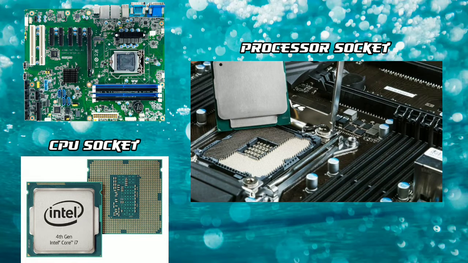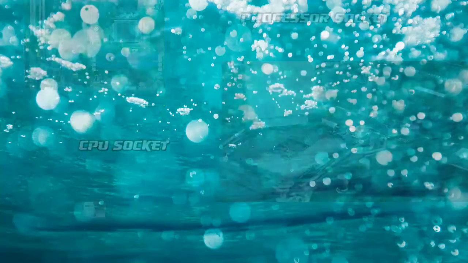The second component is the memory slot. This memory slot serves to install a memory card or RAM. The position of this memory slot is adjacent to the processor socket, with more than one slot.